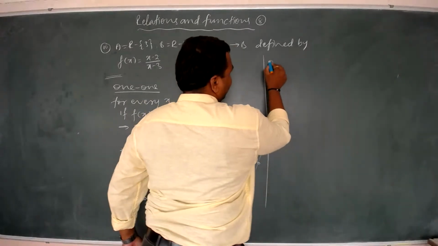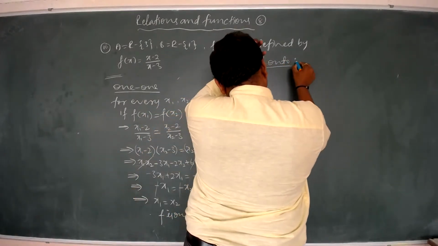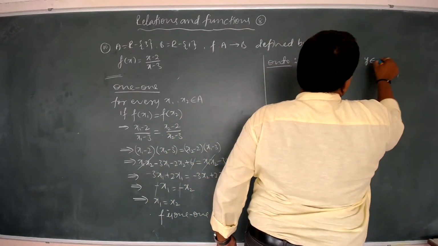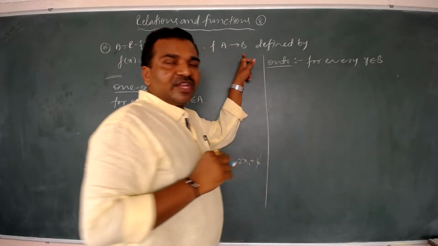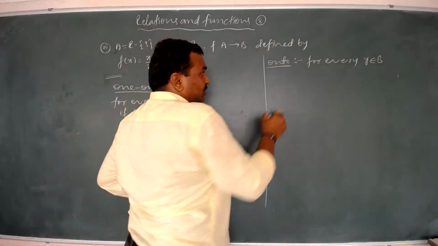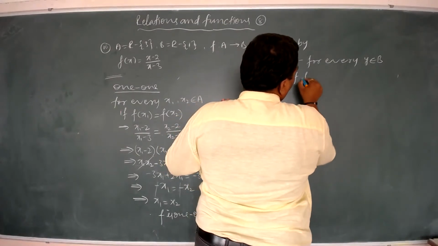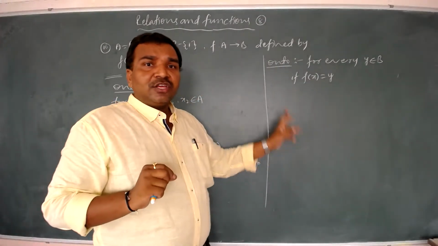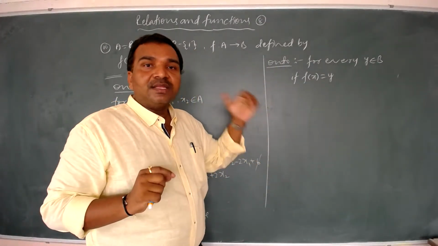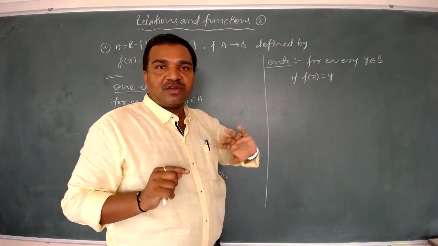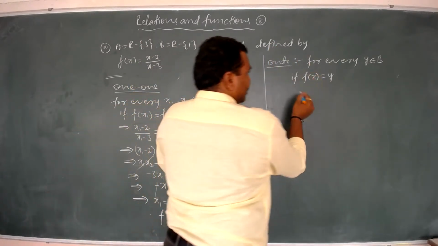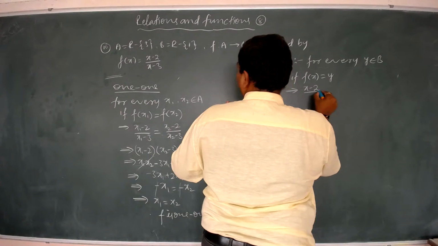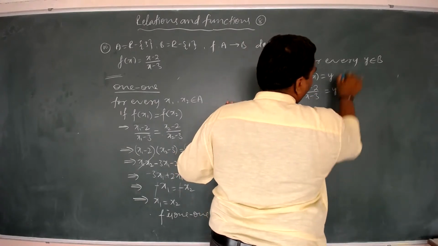Onto. So we know the process of finding onto. For every y belongs to codomain, if possible, I am taking f of x equal to y. Now we have to calculate the x value. If the x value belongs to the domain, then we can say the function is onto. Otherwise, it is not onto. So many problems we did now. f of x, what is f of x? (x minus 2) by (x minus 3), which is equal to y.